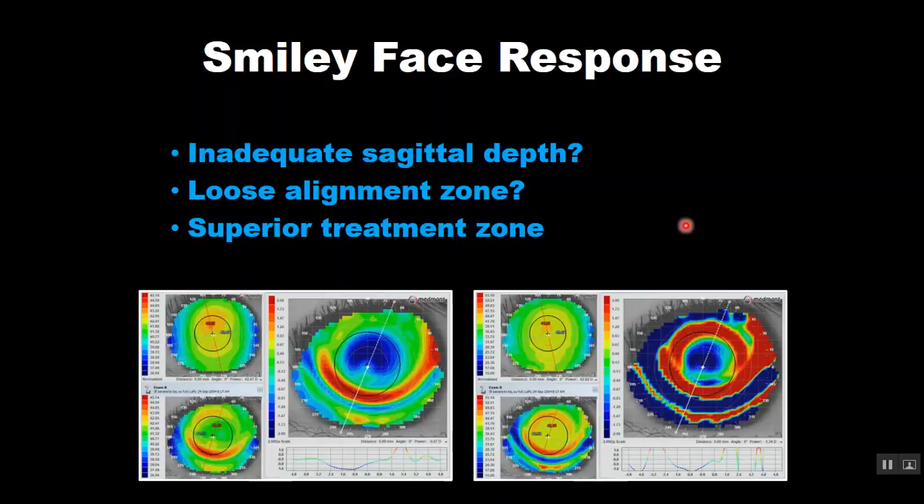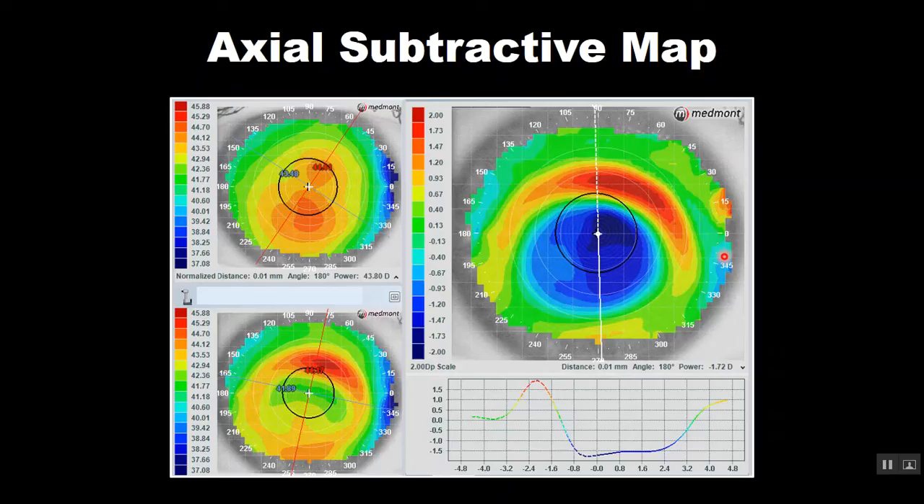Now, if the cornea is clear, so this lens is not hitting the central cornea, but it's a smiley face outcome, then we may have an alignment zone that's too loose, or we have quite strong lid forces. By tightening up the alignment zone, you neutralize those lid forces, and we get a better centered effect. So a smiley face is effectively a loose-fitting or flat-fitting lens. And again, similar to RGP lenses, a flat lens rides high, a steep lens rides low.